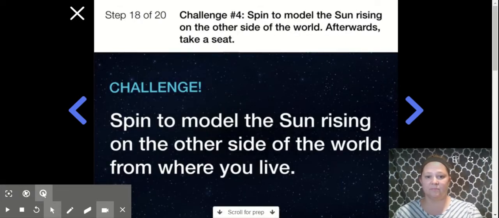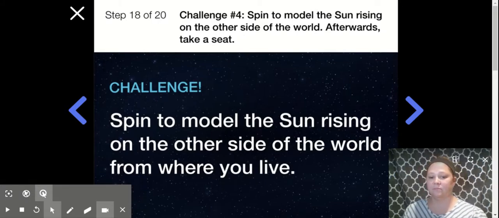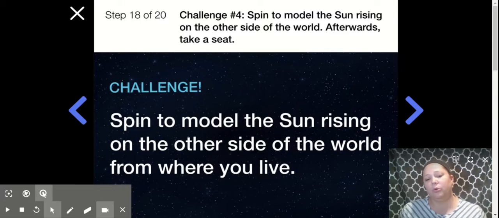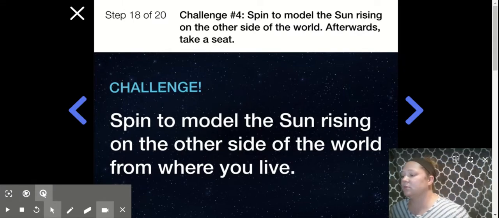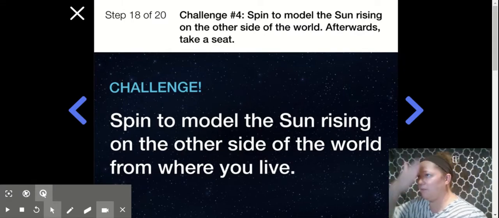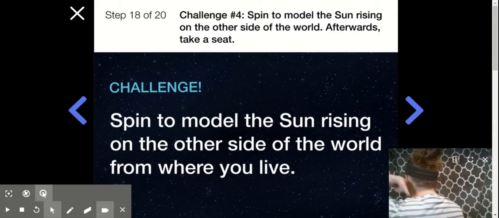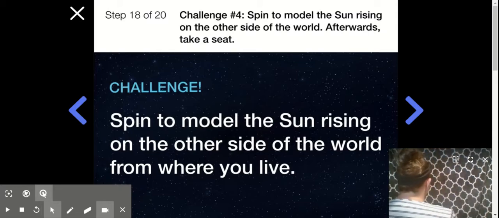All right, for your final challenge, spin to model the sun rising on the other side of the world from where you live. Once you and a partner have figured out how to do this, you can go ahead and take a seat. Okay, I think because we're not actually together doing this, I'll just discuss it. So, like they said, when we're experiencing sunrise, the other side of the world is experiencing sunset. So, if I'm the United States on my front side, now I'm starting to experience sunset, and then my back is now starting to experience sunrise.